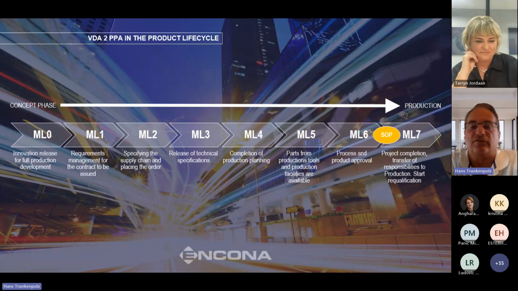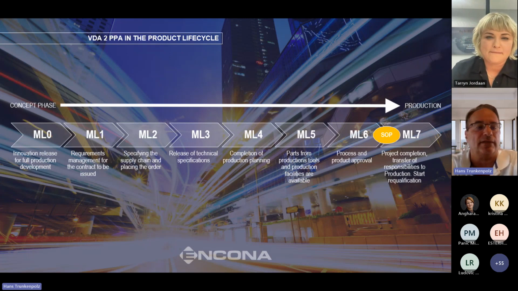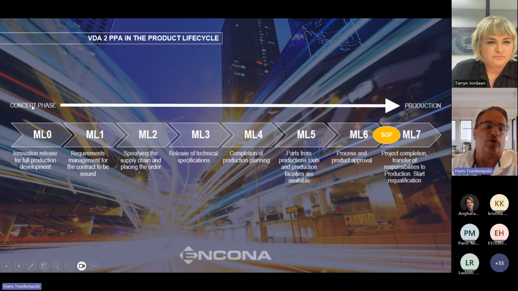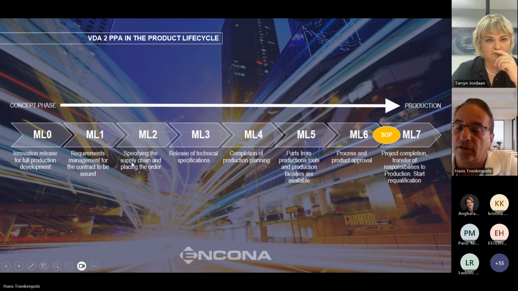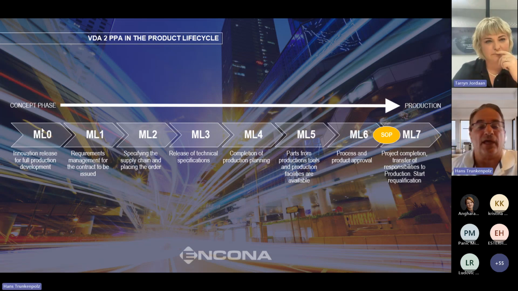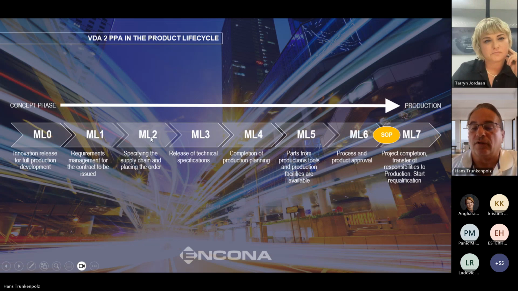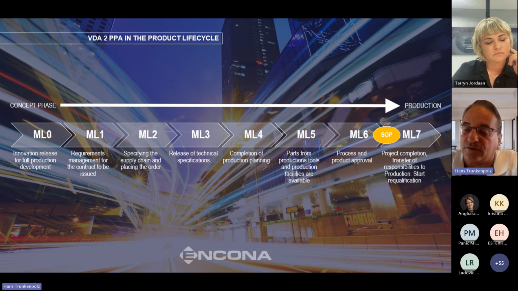So this is the majority level stream in a typical project of a product life cycle, if you want to call it that. ML0 and ML1 typically take place at OEM level, and ML2 is basically where the big tier 1 suppliers come to the party. This is where the tier 1s also start to specify the supply chain, the onboarding of suppliers. And in ML2, the PPA agreement is already negotiated between supplier and OEM.